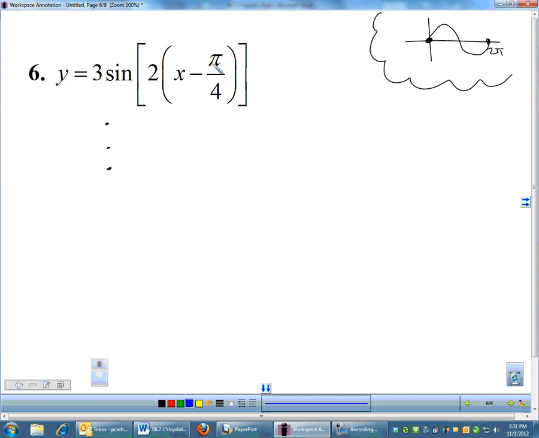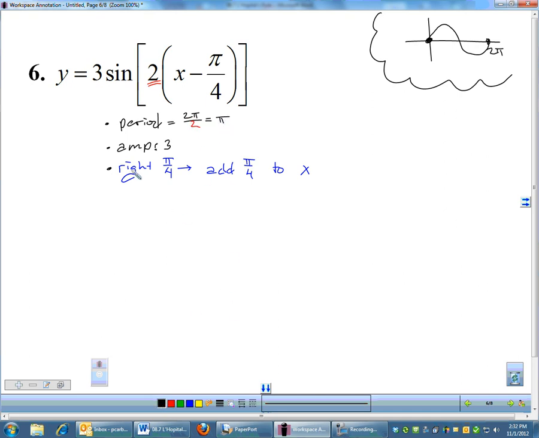First, I see a shift to the right, pi over 4, which means in the end, I'm going to add pi over 4 to my x's. And then, my amplitude is 3. That's your coefficient in front. And my period is 2 pi divided by this number. So my period is 2 pi over 2, which reduces to just pi.